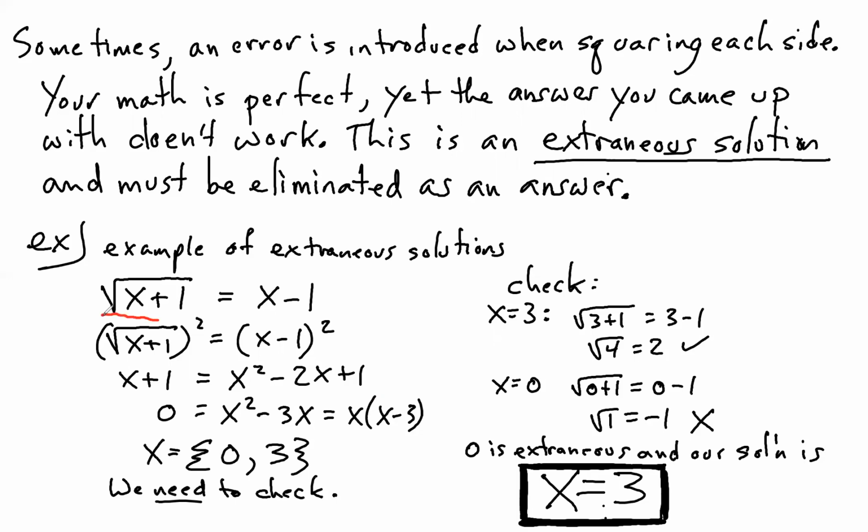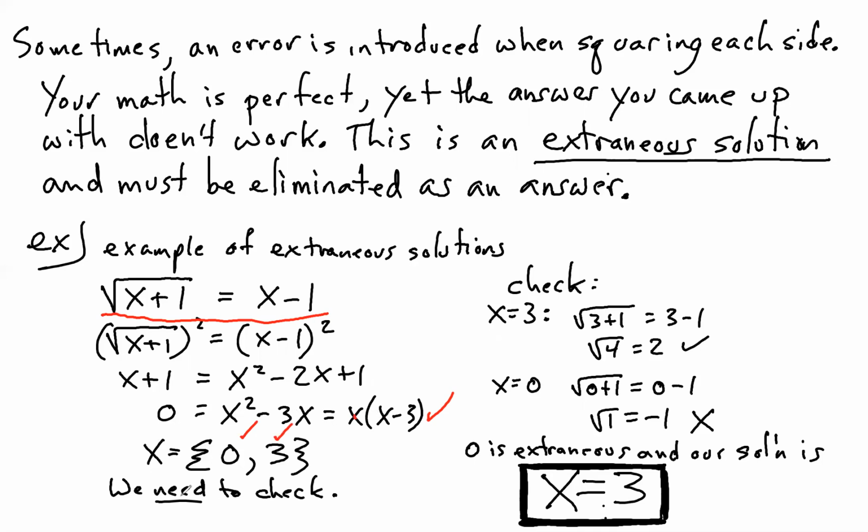I'm going to solve radical x plus 1 is equal to x minus 1. So once again, I square each side. X minus 1 squared is x squared minus 2x plus 1. And collect up all my like terms. I can factor that. X times x is x squared, x times minus 3 is minus 3x. So that means if this is 0, either x is 0 or x is 3.